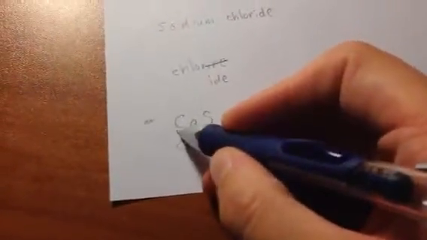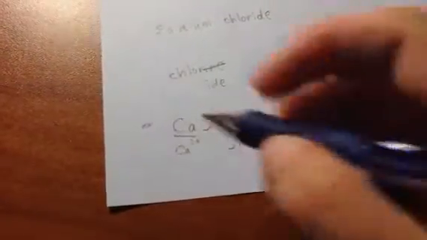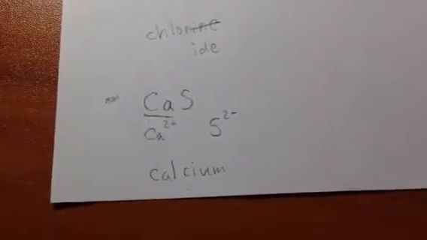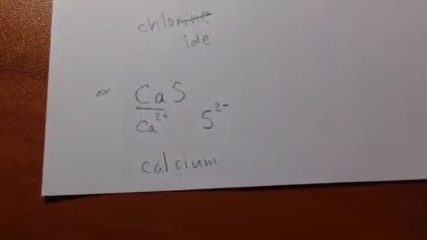Alright, so let's follow the same rules as before. We take our cation and simply write the name for the symbol. This is calcium. Okay, and then we take the second element, and its name is sulfur.